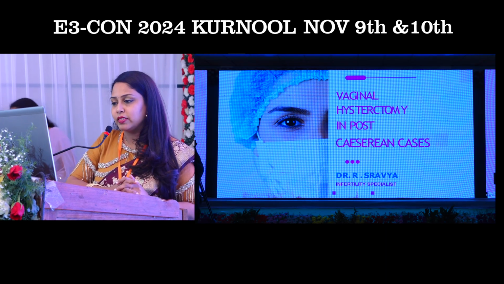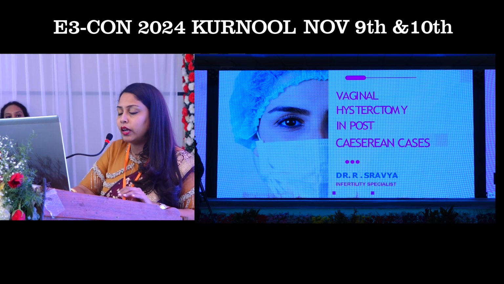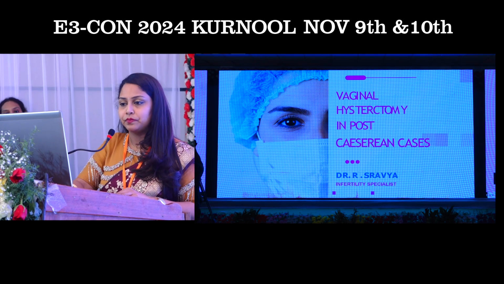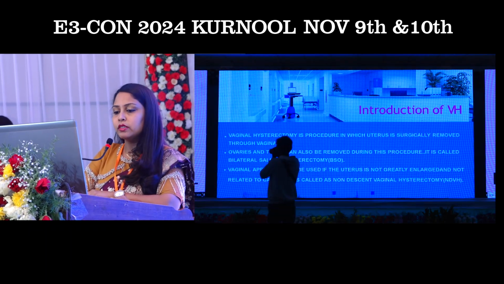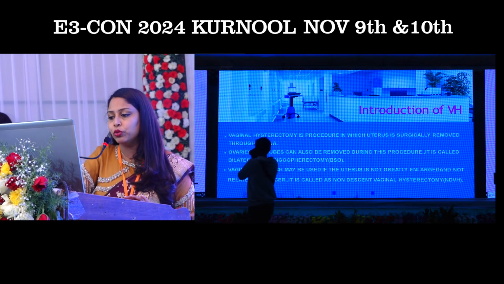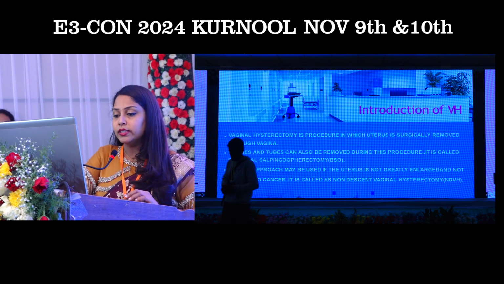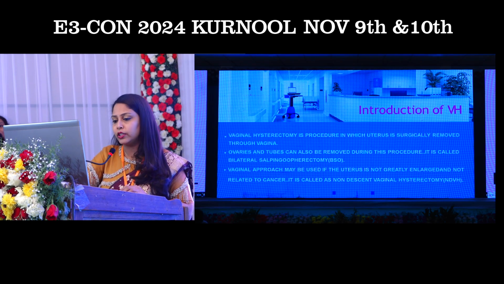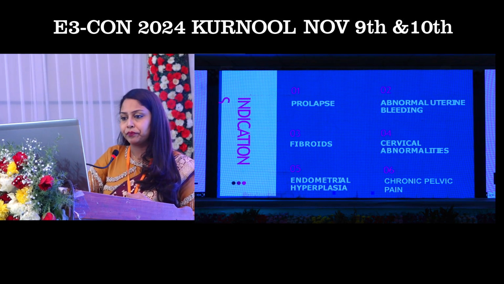Till now we have seen all the vaginal hysterectomies and abdominal hysterectomies. Now I just want to throw light on vaginal hysterectomy in post-cesarean sections. It is a procedure in which the uterus is surgically removed through the vagina. Ovaries and tubes can also be removed during this procedure, which is called bilateral salpingo-oophorectomy. The vaginal approach may be used if the uterus is not greatly enlarged and not related to cancer. It is called non-descent vaginal hysterectomy.